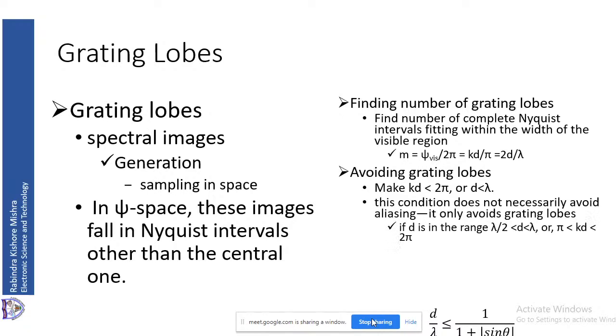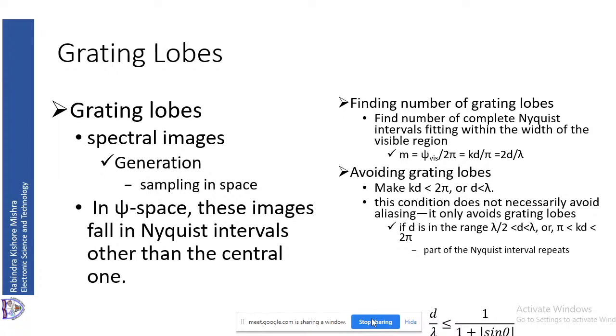You know what is aliasing? Aliasing means you do not recover the signal in the exact form. Similarly, this will not ensure that your radiation pattern is what you exactly wanted. So that may not be the case, but there will be no grating lobe. If d is in the range lambda by 2 to lambda, or kd is in the range pi to 2 pi, then you are avoiding grating lobes.